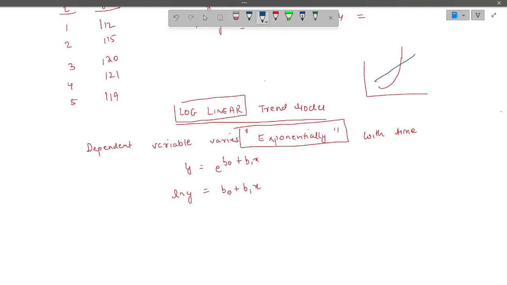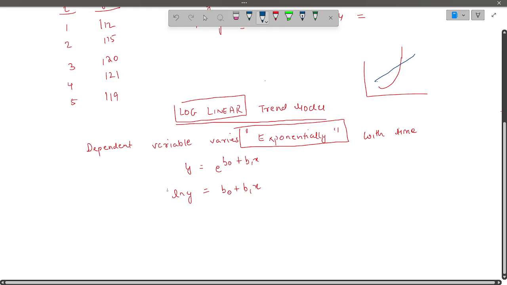This is a log linear model. This side is log. This side is linear. Thus the name log linear, right?